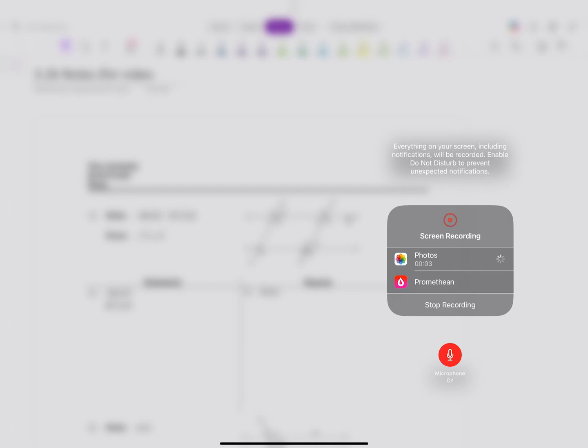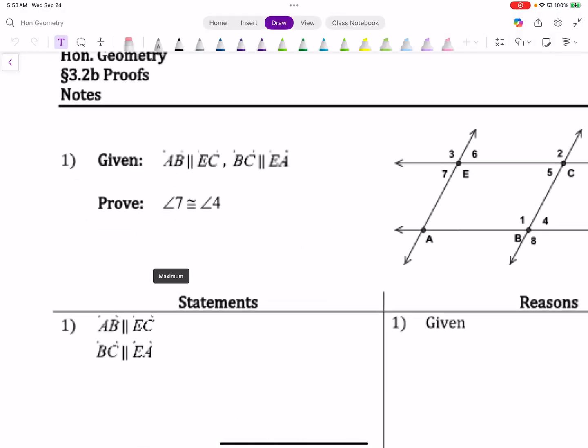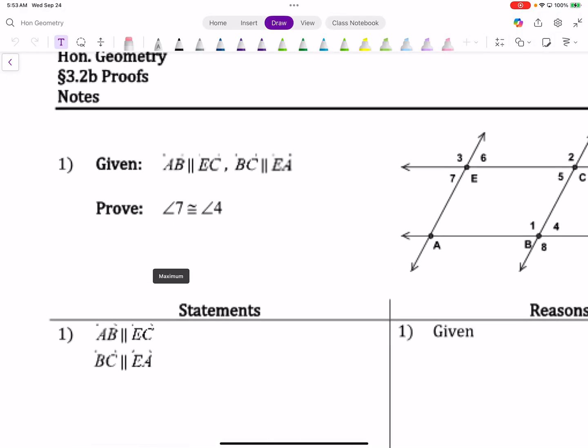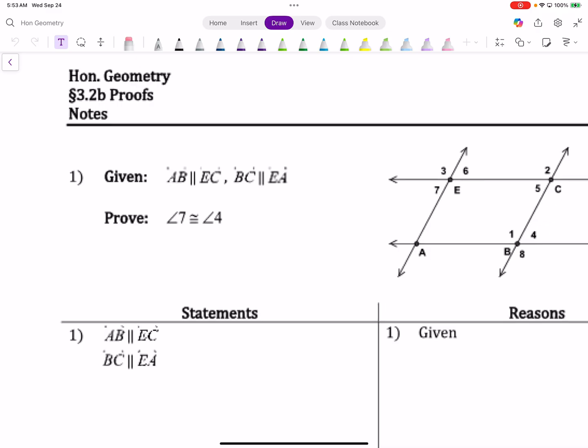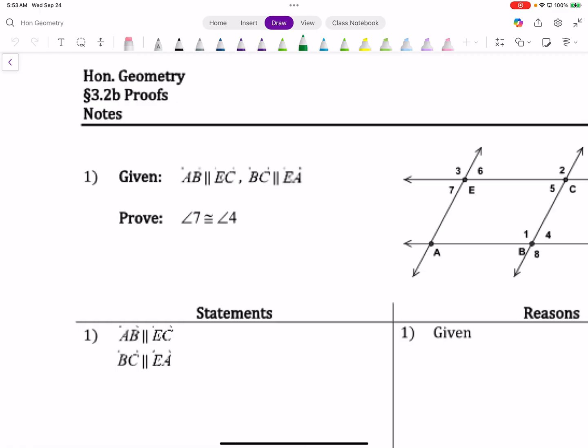Okay, now I just noticed the print quality on this one is pretty poor, so I'll try to explain to you what they say as we go through them. This is the last half of section 3 too. So it's just proofs, and these are supposed to be lines.